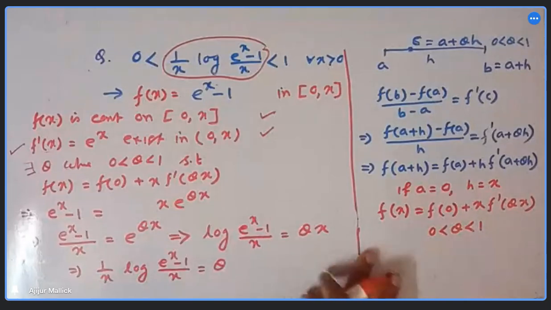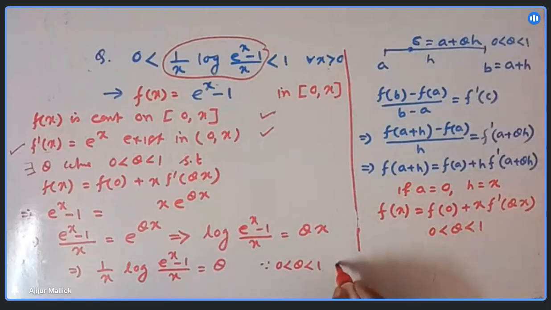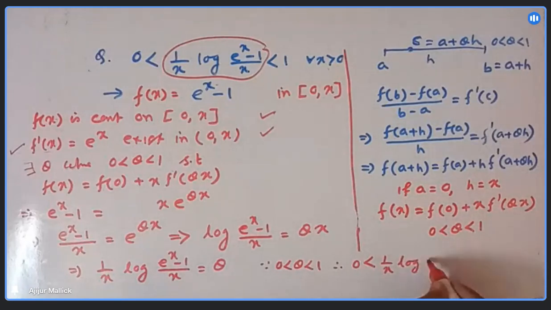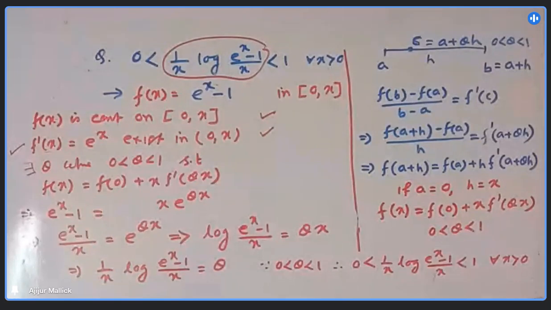Next, since 0 less than theta less than 1, therefore 0 less than 1 by x log of (e to the power x minus 1 by x) is less than 1 for all x greater than 0.